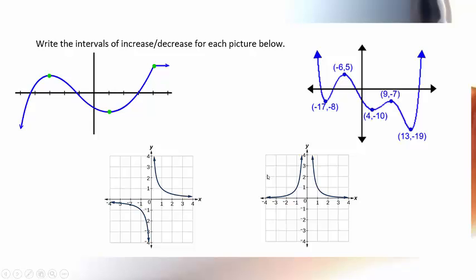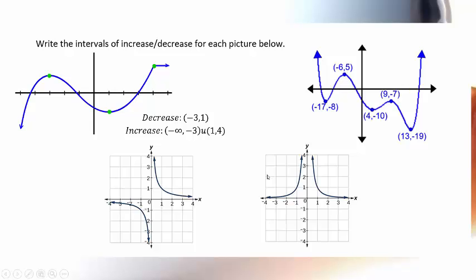Alright, so we're going to practice that increase-decrease thing. The slope is positive over here, right until this point. So that would be negative infinity to negative 3. Alright, so that's positive. And then we have a negative slope between negative 3 and 1. And then our slope is positive again from 1 to 4. After that, the slope is neither positive nor negative.